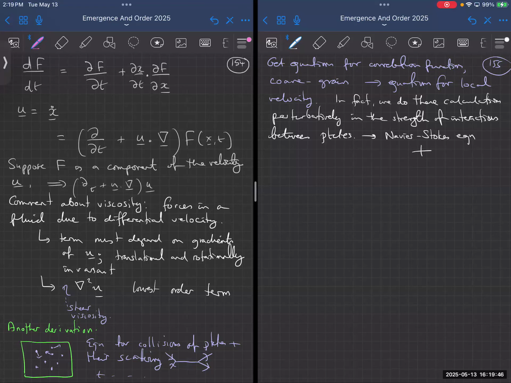But I also get something else. I get the Navier-Stokes equations, and I also get a formula for the shear viscosity. Okay. So that's the other way that I can do that. Okay. All right, which way is better?